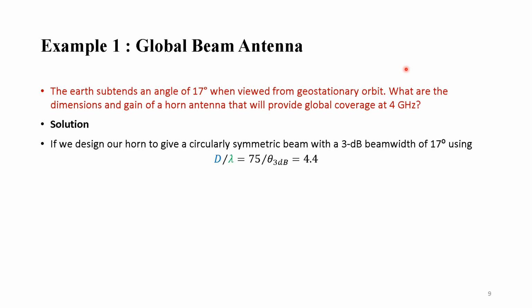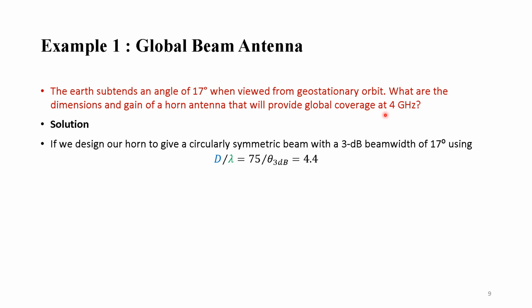So now we can use our equations. Remember that d over lambda equals 75 over the beam width. We'll assume that we have a 3 dB beam width, which means the power received at the edges is going to be half the power at the maximum. Remember, we're substituting degrees here, so 75 divided by 17 gives you 4.4. The ratio between the dimension and lambda should equal 4.4.